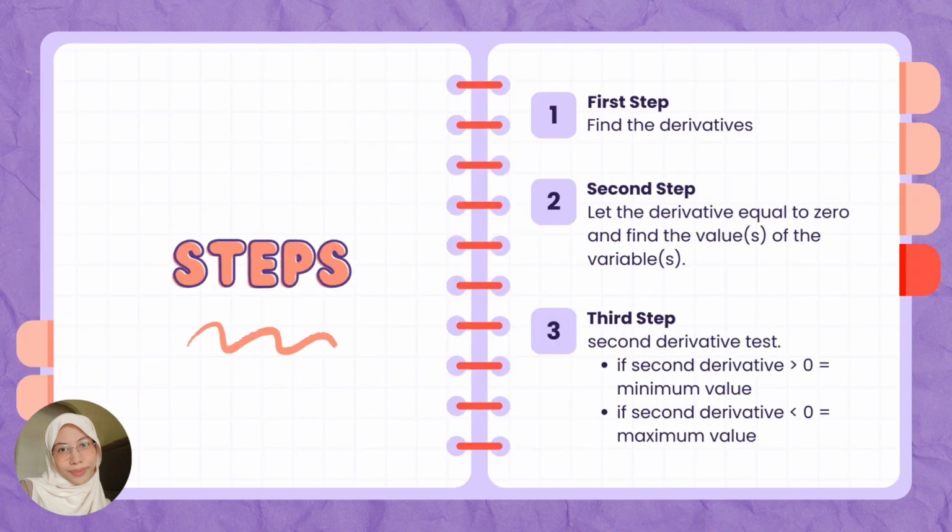Next are the steps on how to do the applied maximum and minimum problem. The first step, find the derivatives. The second step, let the derivative equal to 0 and find the value of the variable. And the third step is the second derivative test. If the second derivative is more than 0, then it's a minimum value. If the second derivative is less than 0, then it's a maximum value.